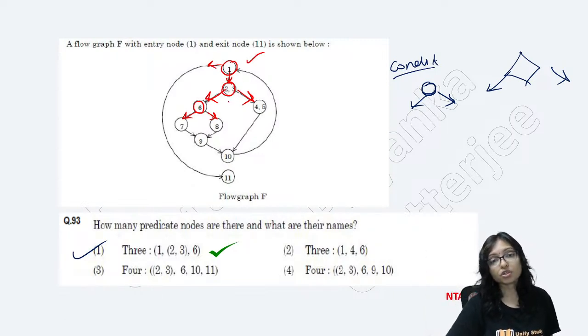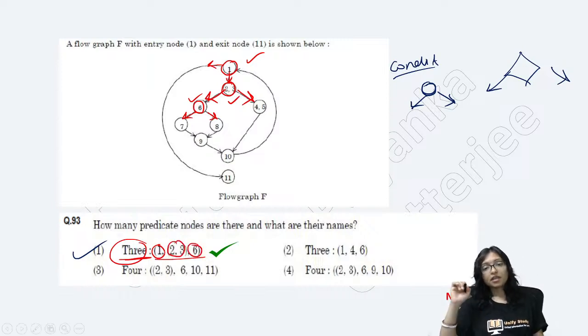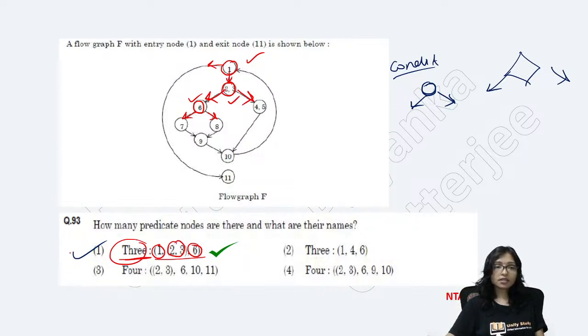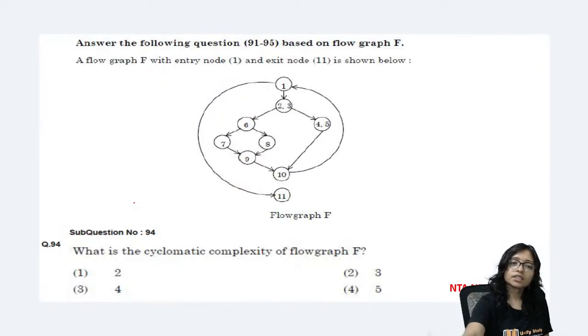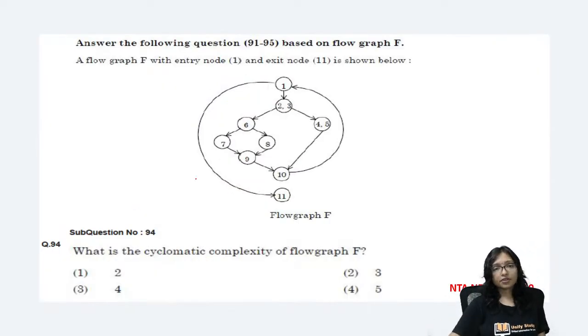Two outgoing arrows are there. In 1 also, 3 also, 6 also. So that's why there are 3 conditional nodes: 1, 3 and 6. 3 conditional nodes are there. So answer will be this one. Okay. Now tell me what will be the answer for this.